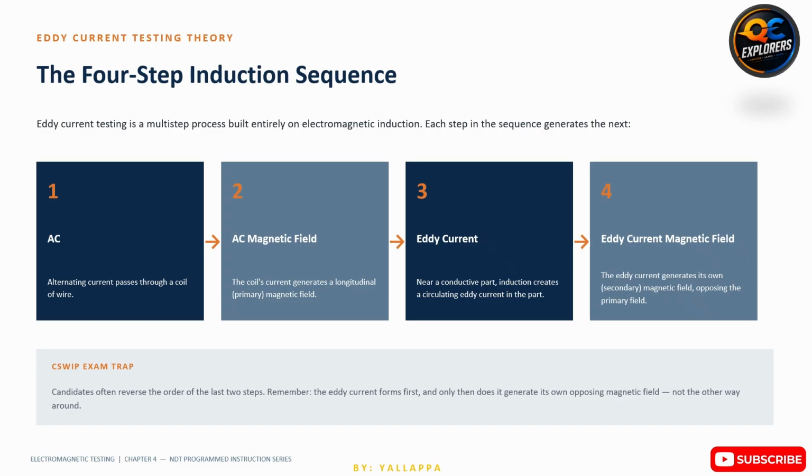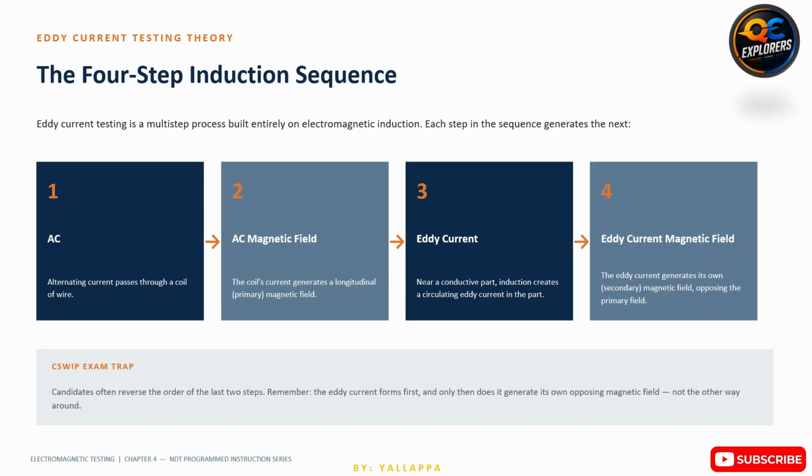A common certification exam mistake is reversing the last 2 steps. Remember that the eddy currents must be induced first before they can generate their own opposing magnetic field. In practice, every eddy current inspection follows this sequence, regardless of the probe type or instrument being used. Understanding this process helps inspectors interpret signals correctly and troubleshoot inspection problems effectively.